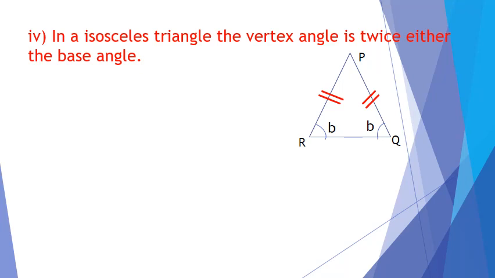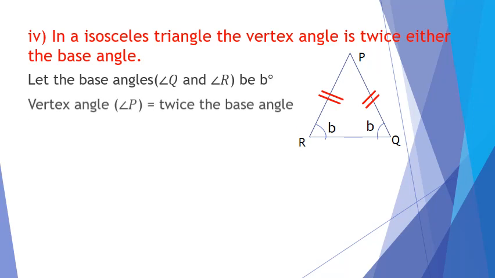In the question it is given, take the base angle as B degree. So angle R and angle Q are B degree each. Our vertex angle is angle P, which is given as twice the base angle. So angle P equal to 2B. Let the base angles, angle Q and angle R, be B degree each. The vertex angle, angle P, is twice the base angle, that means 2B degree.